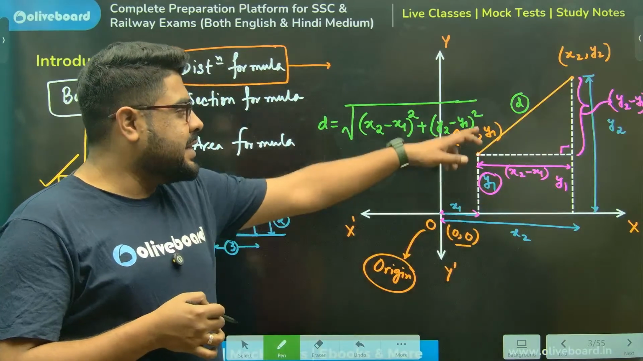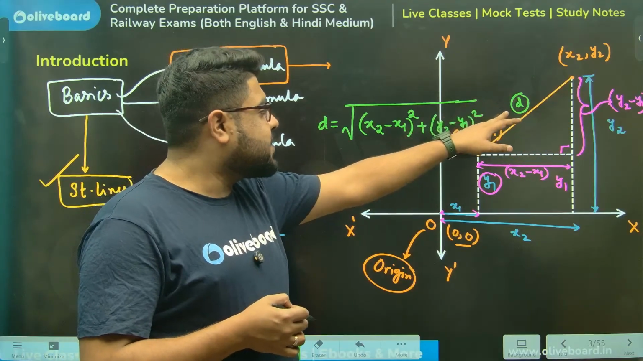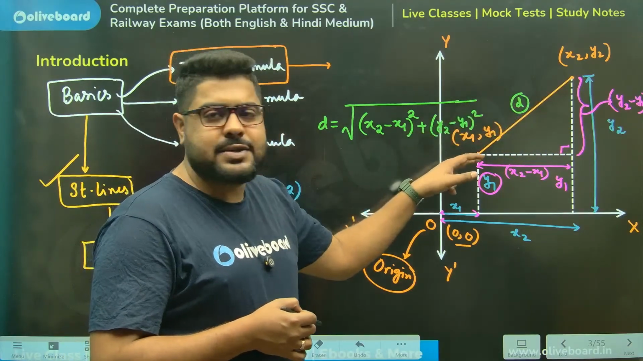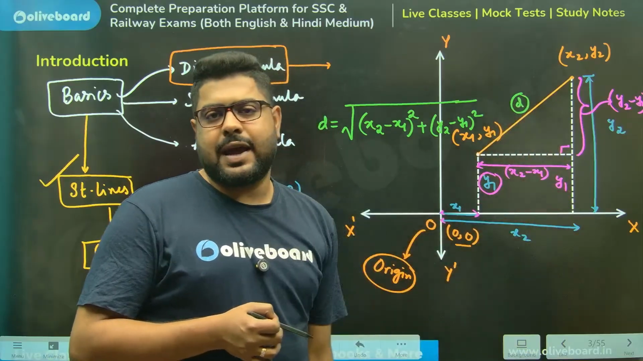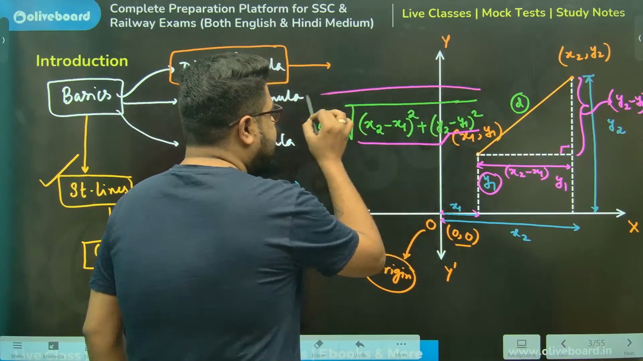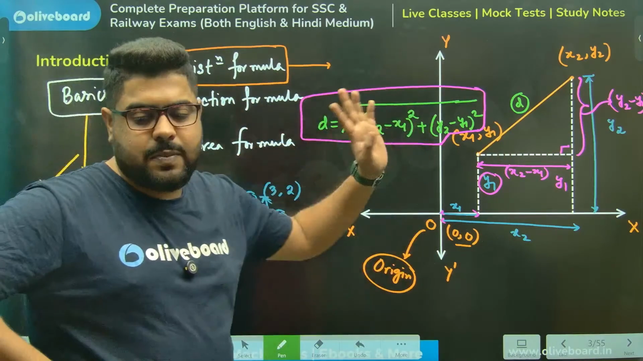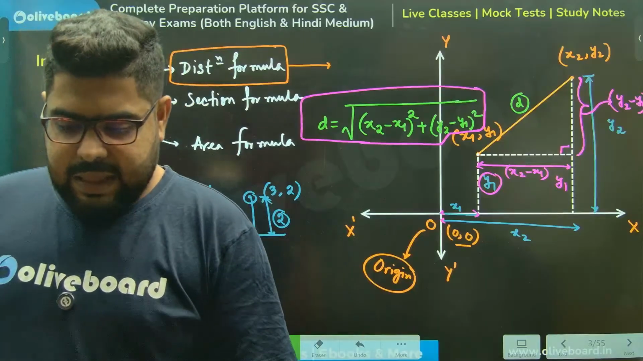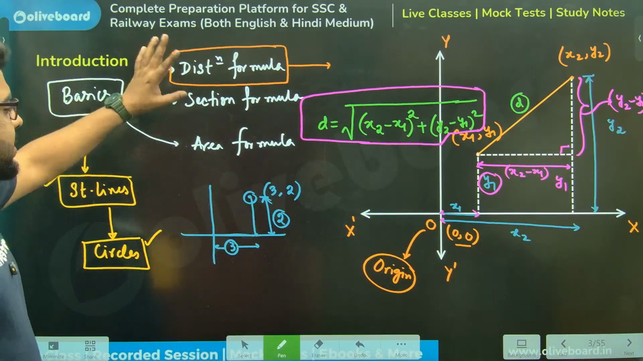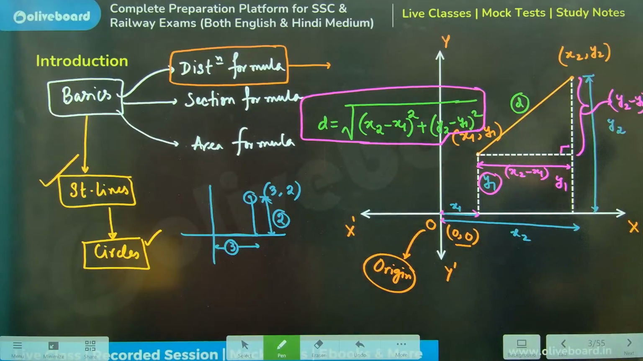Now this is D. And you see what I've done? I've used the Pythagoras theorem. So this is going to be the hypotenuse squared equals base square plus height square. I have done that exact thing here, and that is how I have got my formula. Everyone, this is 100% clear?